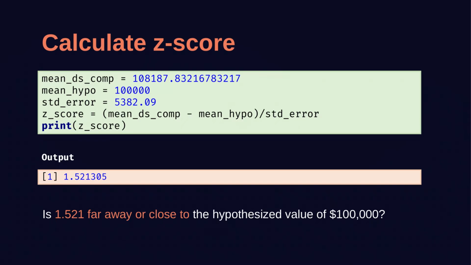Let's plug in the numbers we calculated earlier to compute the z-score. The mean annual compensation for data scientists is about $108,187. We subtract this value from the hypothesized value of $100,000, then divide the difference by the standard error. When we do that, we get a z-score of 1.52. This z-score tells us how far our sample mean is from the hypothesized mean, measuring in standard errors.